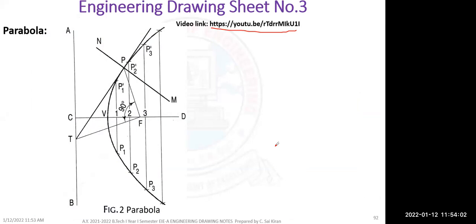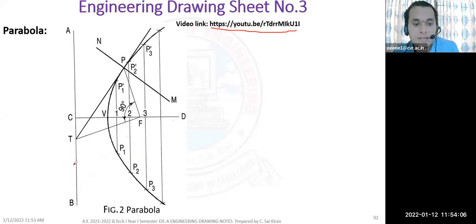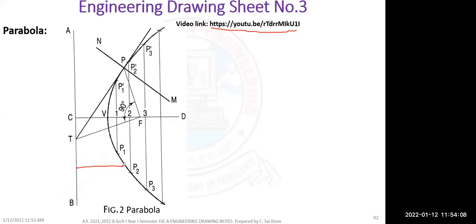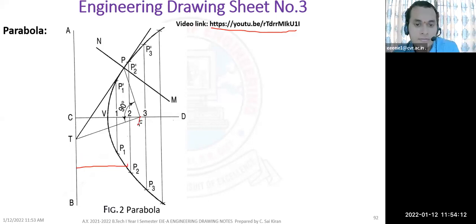What is your doubt on the tangent and normal? Same tangent and normal: you have to take a 40 mm distance. Suppose this is your point. This point you have to join with the F. And again, you have to make a 90 degrees line. Suppose this is the 90 degrees.